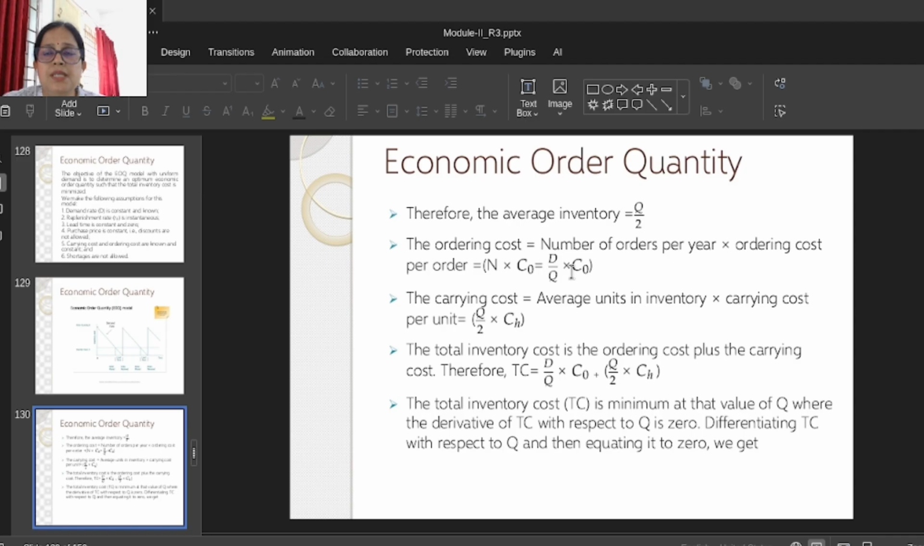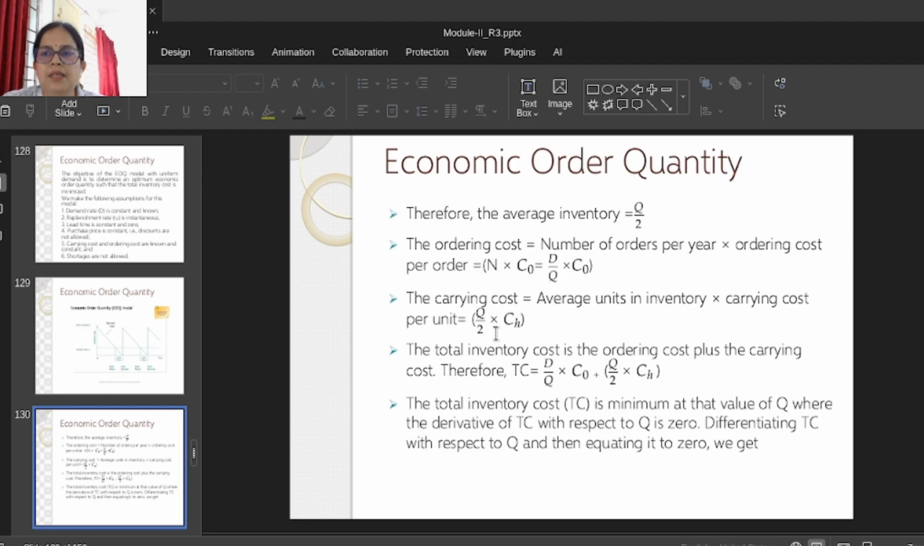Then what is our total demand? Total demand is D. So what is the number of orders? Number of orders equals total demand divided by Q. In one go we are ordering Q amount, and the annual demand is D. So the number of orders equals D by Q. So what is our ordering cost? D by Q into C0.